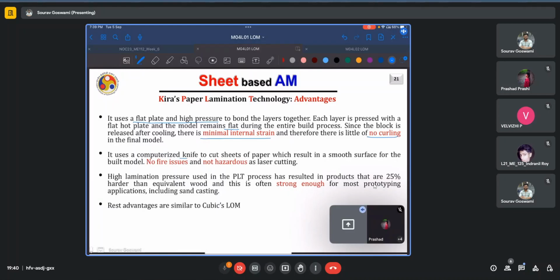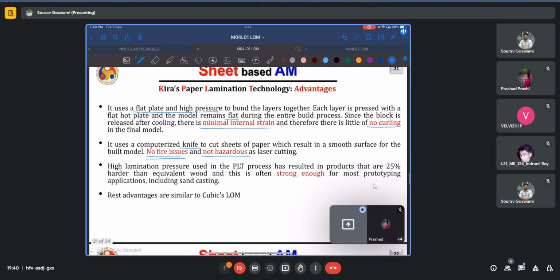A knife is used. This results in a smooth surface of the build module. And because of the absence of laser, which might lead to excess temperatures, and because of the lacing mechanism, there are no fire issues in this case, as well as not as hazardous as laser cutting. I mean, a mechanical knife is still hazardous, but compared to a laser, the hazard is less.